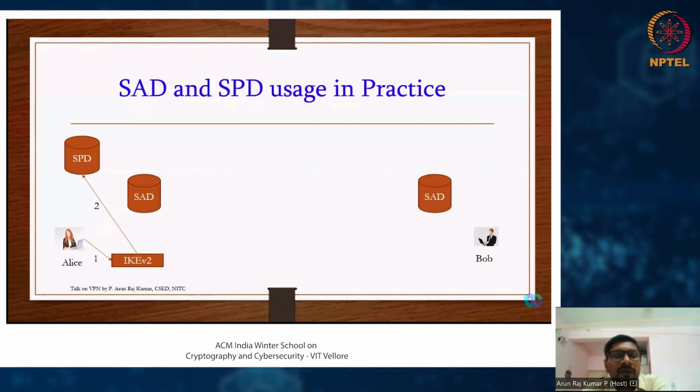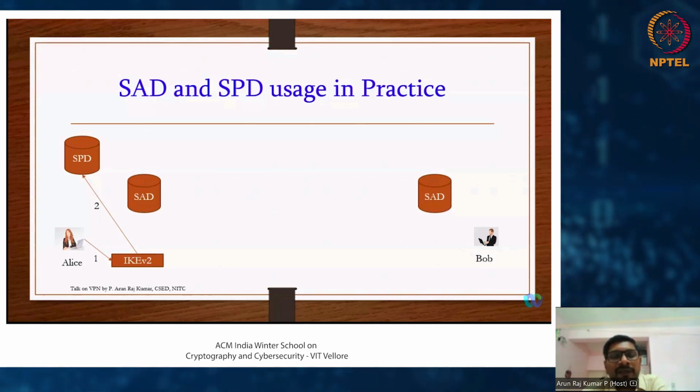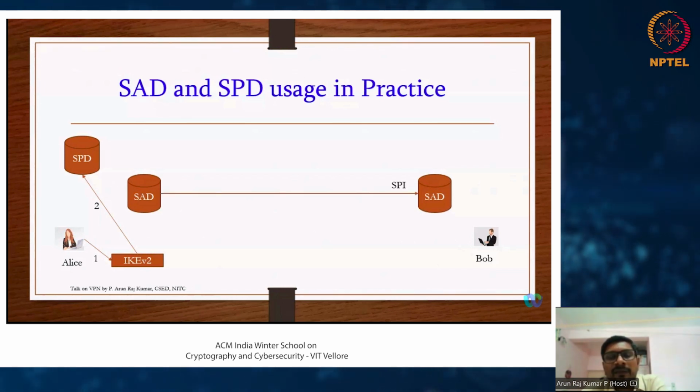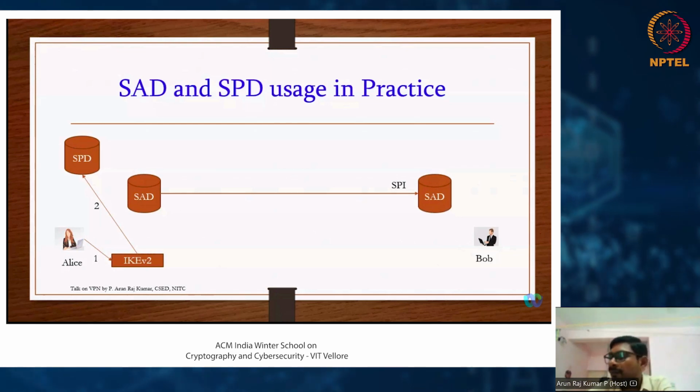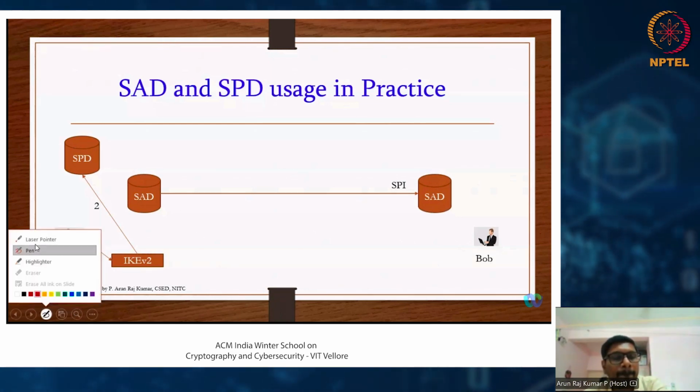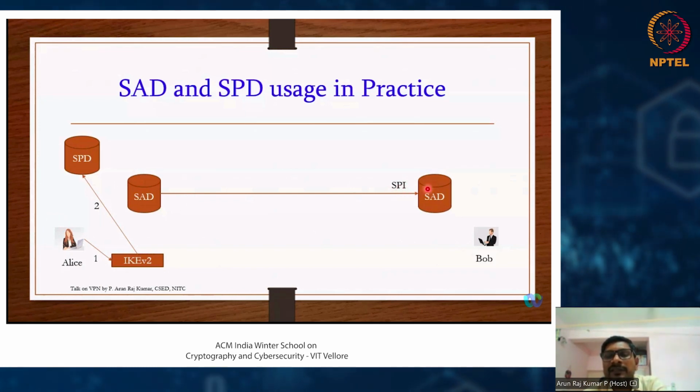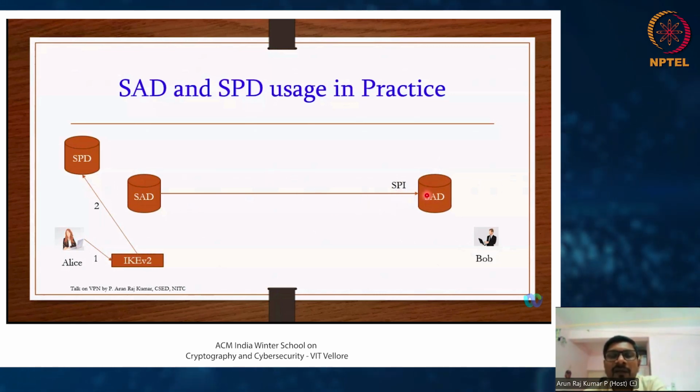So it contacts phase 1, which is Internet Key Exchange, and then looks into the security policy database, and appropriately it creates an entry in the security association database. So it communicates with Bob's security association database. Now they both will agree towards phase 1, right? Then the security association of Alice will send the SPI to the SAD. So based on the SPI, now the SAD will have an entry because they already exchanged everything in phase 1. So now it will send back all this.